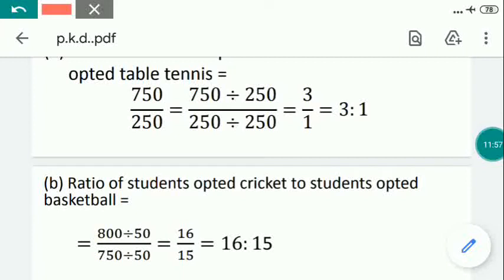Now B, ratio of students opted cricket to the students opted basketball. Now students opted cricket are 800 and basketball 750. So 800 upon 750, divide numerator and denominator by 50. So 800 divided by 50 upon 750 divided by 50, which is equal to 16 upon 15. So ratio is 16 as to 15.